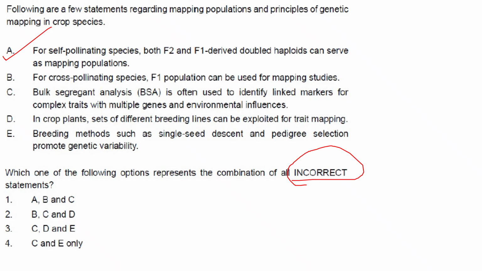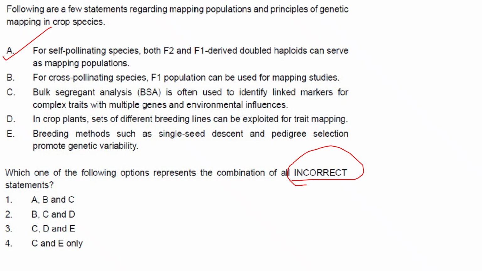So this plant will be a completely homozygous line for all the traits, and it will be diploid also. It is double haploid. So that can serve as a mapping population. All the F1 will be genetically identical and they can be used for creating a mapping population. So A is correct.